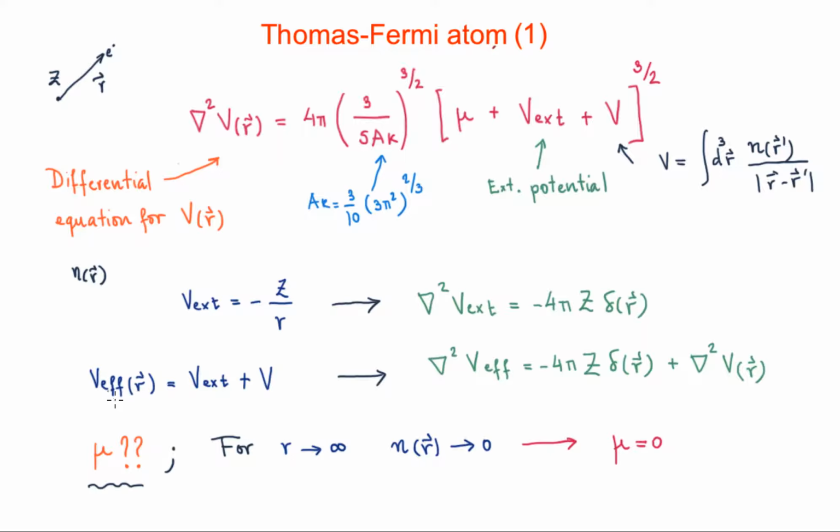So the Poisson equation associated to this total effective potential is the Poisson equation associated with the external potential, which is minus 4 pi times Z Dirac delta, plus the Poisson equation associated to the induced potential, which basically is given by this whole expression. In this expression we have the mu, which is the Lagrange multiplier, or it can also be considered the chemical potential. So what is that chemical potential? It's actually going to be a value. But what is this value?